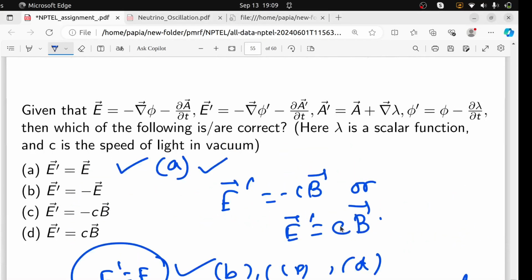So what I told is that there was only one option correct from this transformation relation information whatever they have provided here, which is E prime equals E, and other options will not be the correct one for this case. Because for C and D there is no such direct relation between E and B under this transformation, so that we can write E prime equals minus CB or E prime equals CB.